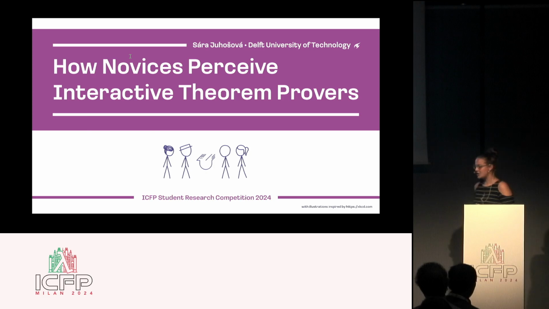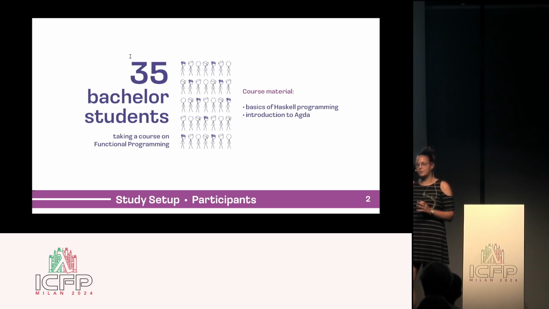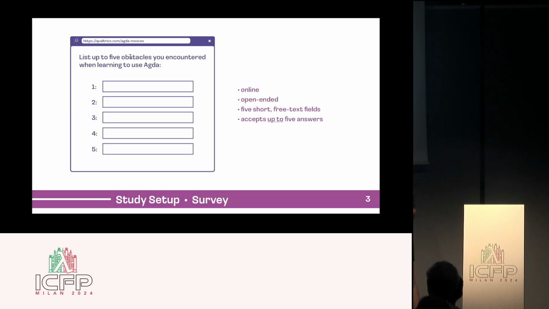So to be able to achieve this, we got a hold of 35 bachelor students at the end of their functional programming course, where they learned some basics of Haskell, and then they had an introduction to Agda. And after they did their exercises, we gave them an online survey where we asked them to list up to 5 obstacles that they encountered when learning to use Agda.